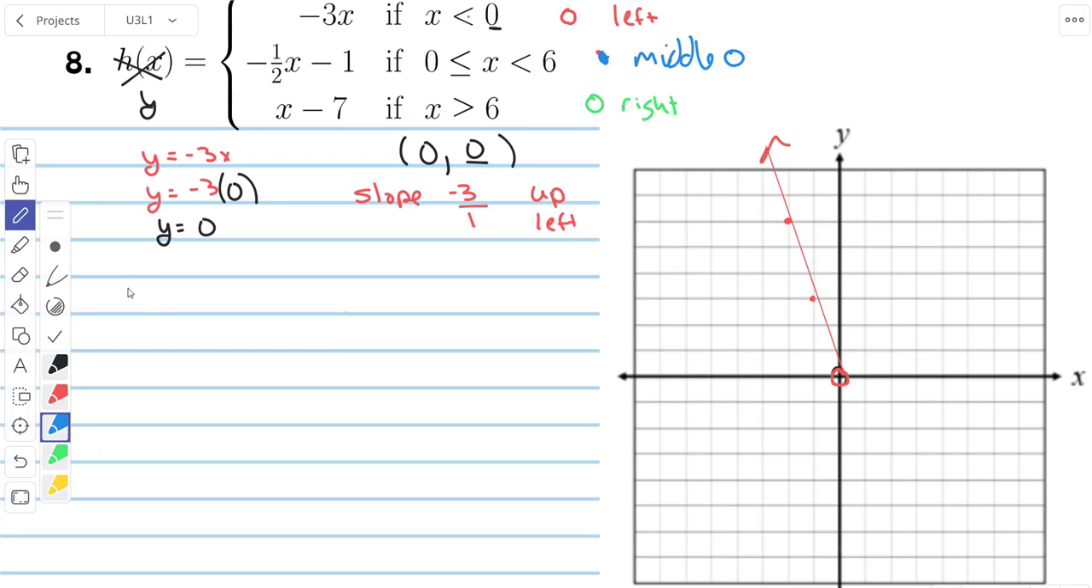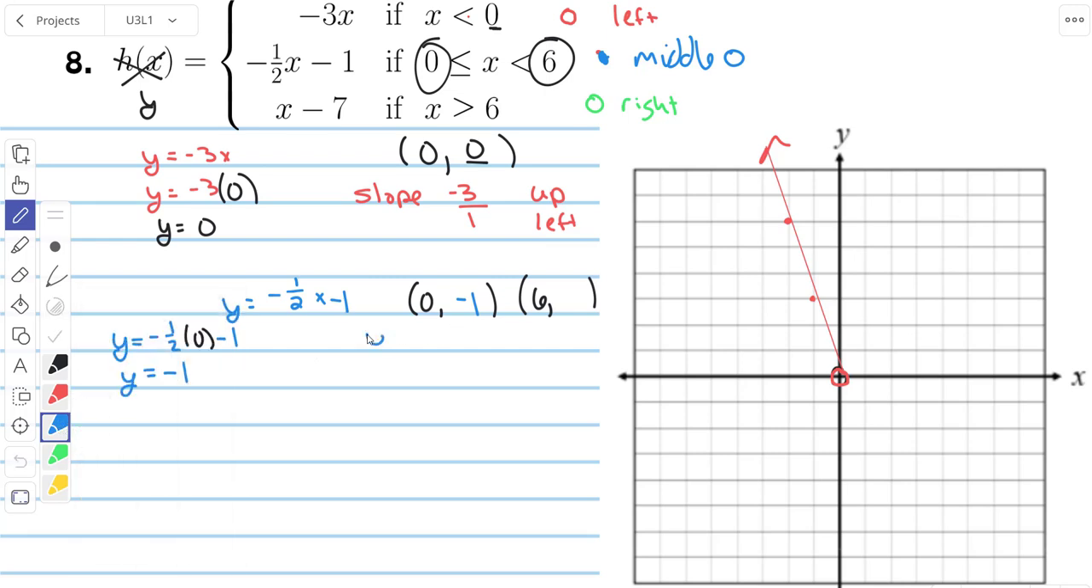Now let's switch out and let's do our blue line. So what I'm working with is -1/2 x minus 1. That's what y is equal to. I'm wanting to find out what's happening at 0, comma something and at 6, comma something, because those are the two endpoints. And so I'm going to plug those in. Y equals -1/2 times 0 minus 1. So half of nothing is still nothing, minus 1, so -1.